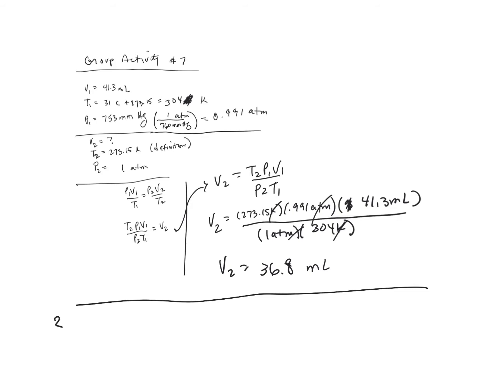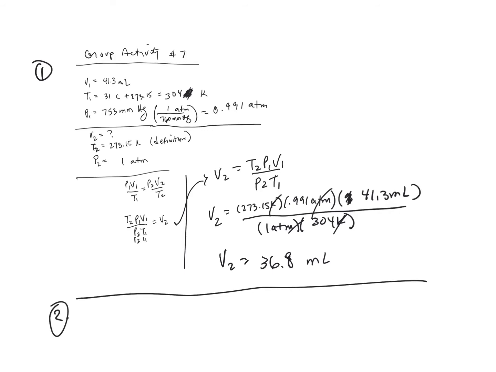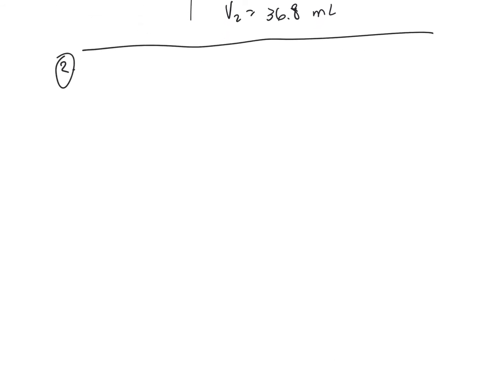All right, so the second problem, this was number 1, this is number 2. So let's see if we can read that. The partial pressure of methane is 0.175 atmospheres and O2 is 0.250 atmospheres in a mixture of the two gases. What is the mole fraction of each gas in the mixture? That's part A, and then we'll do part B and C.